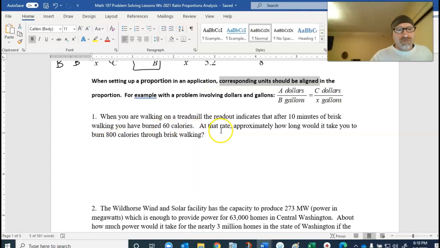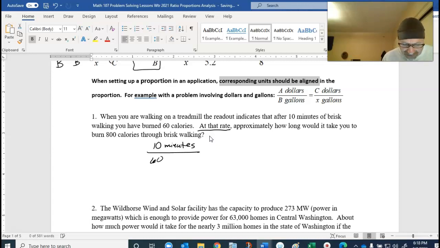So when you're walking on a treadmill, the readout indicates that after 10 minutes of brisk walking, you have burned 60 calories. At that rate, approximately how long would it take you to burn 800 calories through brisk walking? Notice it says at that rate. So that means we're going to have the same rate. So that means every 10 minutes, and I'll write it this way, this is a ratio, every 10 minutes burns 60 calories, which means, of course, after 20 minutes, you would burn twice as many, or 120 calories. After 30, you'd burn 3 times as many. So the question is, how many minutes would you have to walk briskly in order to burn 800 calories?